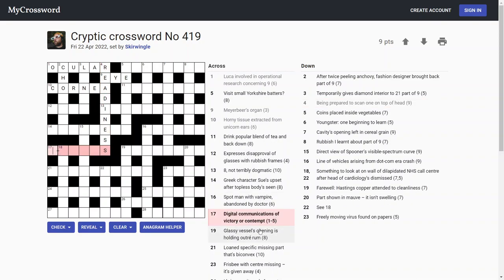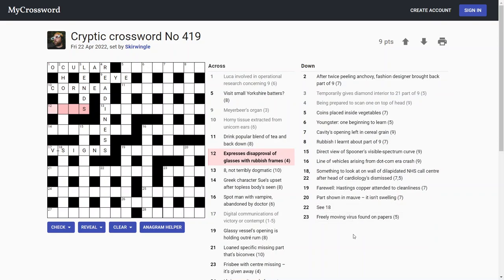Digital communication of victory or contempt. That's V signs, which can be either a sign of victory or contempt, depending how you do it. Temporarily gives diamond lens, surely. Yes, lens. Diamonds is D, like in bridge notation, D for diamonds. We've got diamond interior to something part of eye. Well, it's inside lens, L-E-N-S, isn't it? So bear that in mind when we get to 21, that might help.